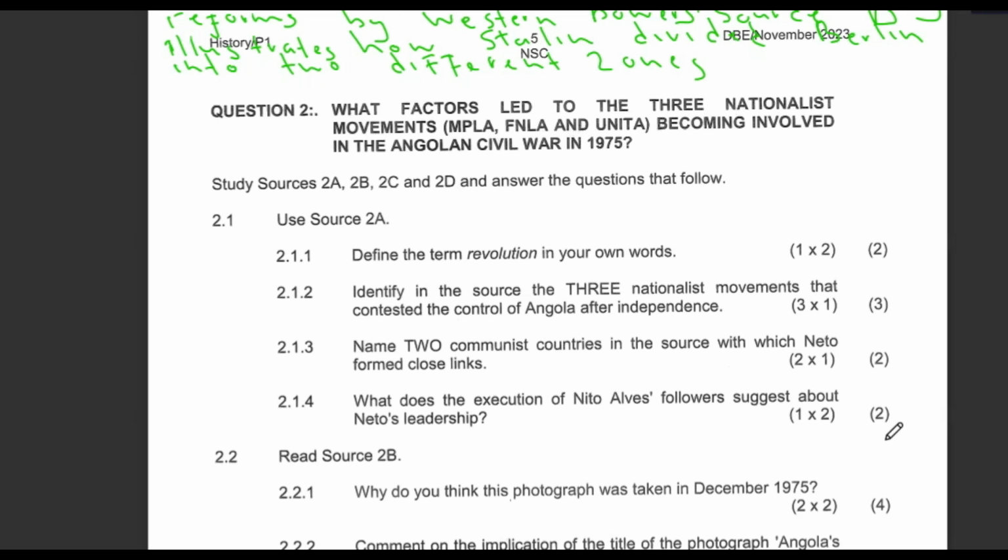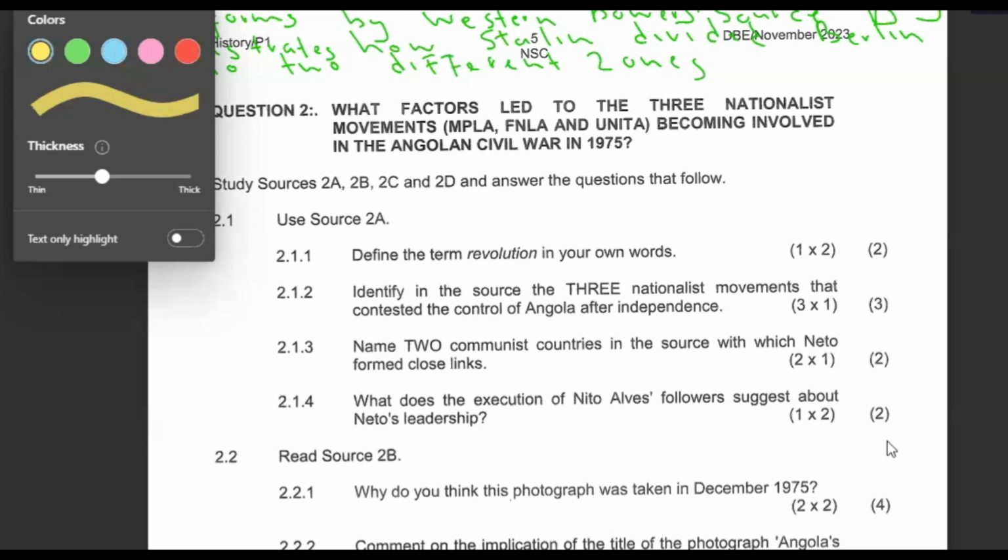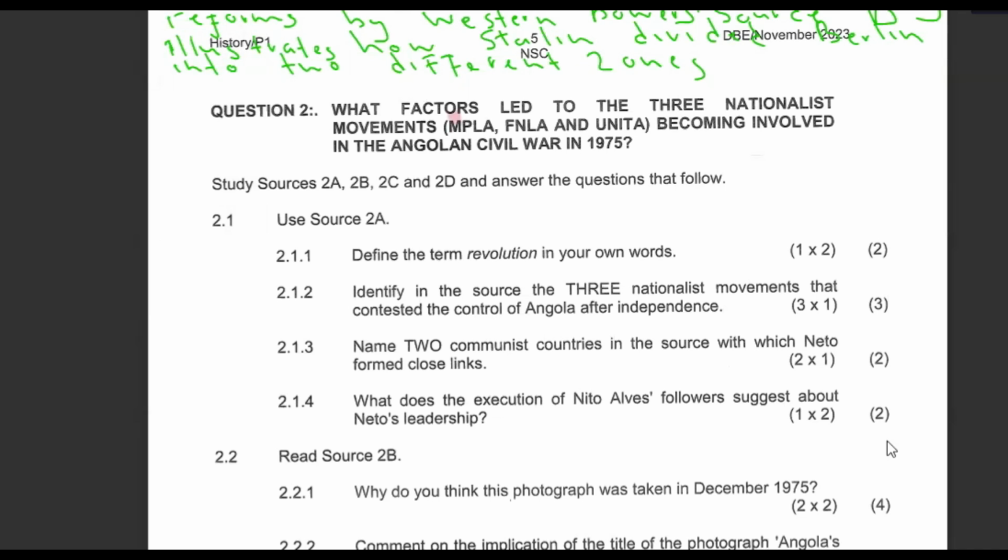There are some key words which we need to highlight as we discuss this particular question. What factors led to the 3 nationalist movements? Which are the 3 nationalist movements? We have MPLA, FNLA, and UNITA. How did they become involved in the Angolan wars? We are also going to investigate the factors that led to their involvement in that particular war. The question says study sources 2A, B, C, and D, and answer the questions that follow.